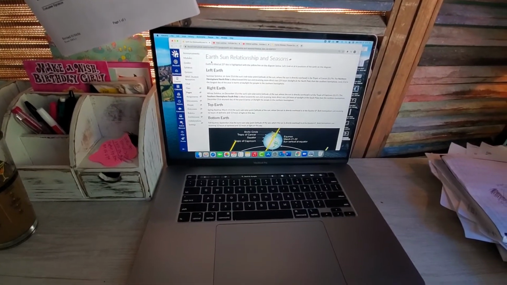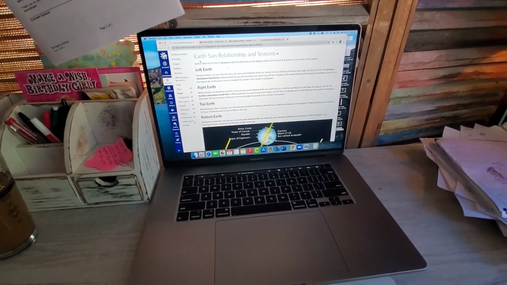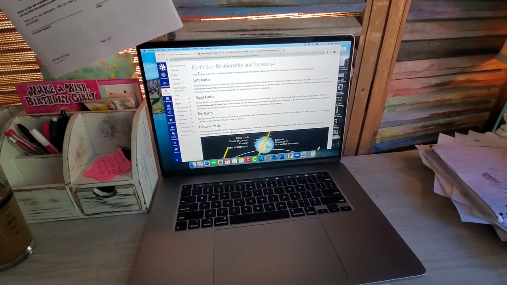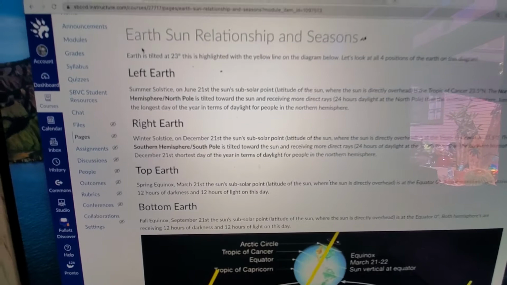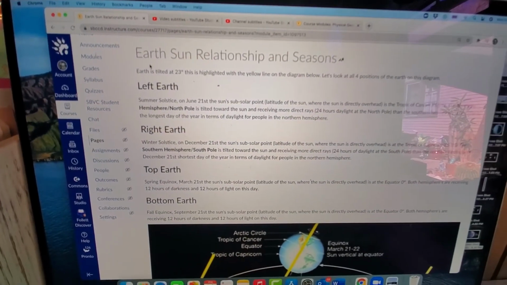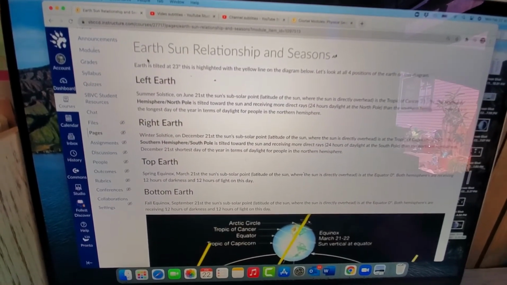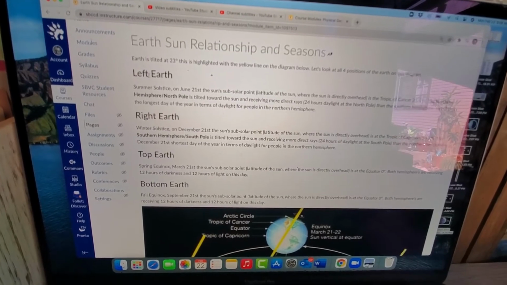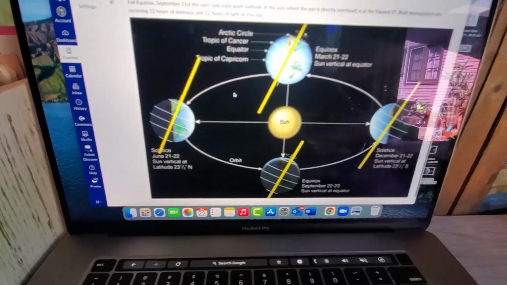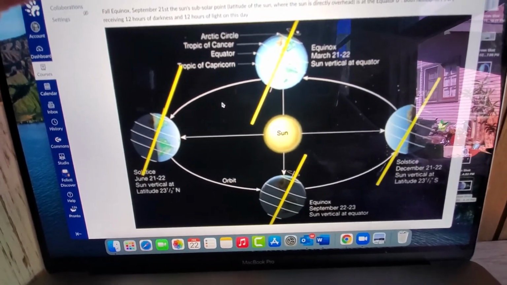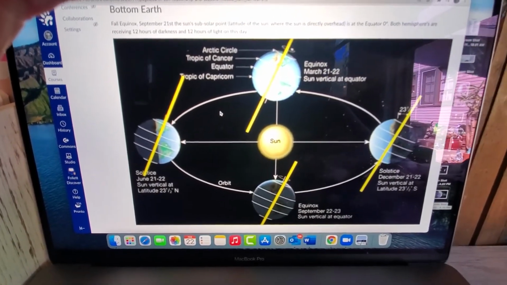Hi, everyone. So, this is part B of this week's assignment, the Earth-Sun relationship and seasons diagram. I'm open to the Earth-Sun relationship and seasons page. It's probably helpful to have that open so you can follow that and the diagram that I'm going to draw right now. I'm going to use this page as my guide.